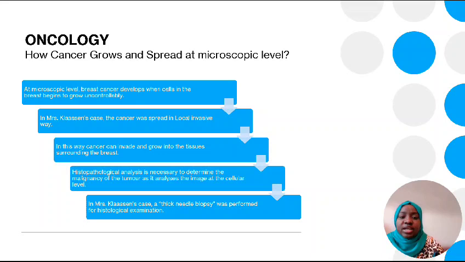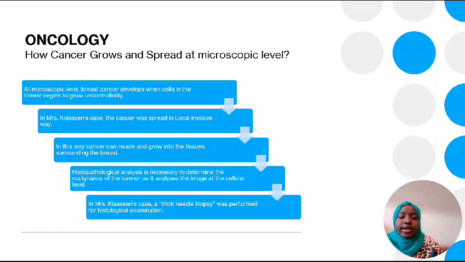In Mrs. Clanson's case, the cancer spread in a local invasive way. That's why no lymph node and no metastasis is detected. In this way, cancer invades and grows into the surrounding tissue of the breast. Histopathological analysis is necessary to determine the malignancy of the tumor as it analyzes the image at the cellular level. In Mrs. Clanson's case, a thick needle biopsy was performed for her histological examination. This analysis involves examining a sample of tumor under a microscope to look for abnormal cells. The presence of these cells can indicate cancer.